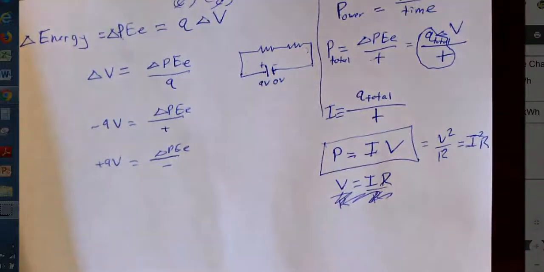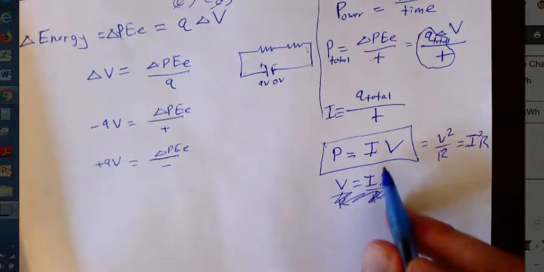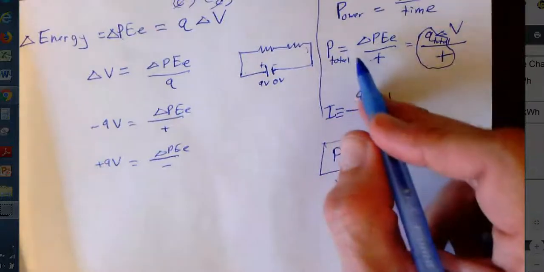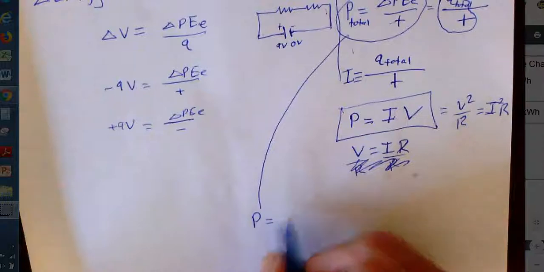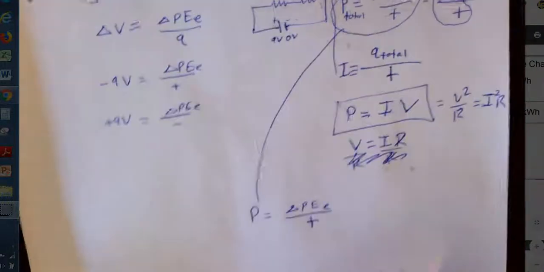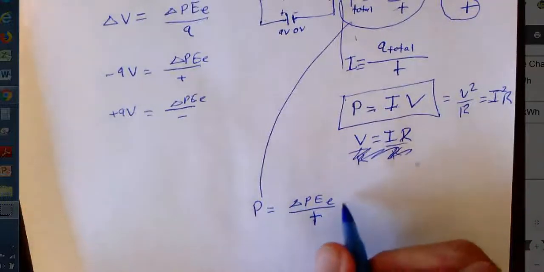Okay? What the power company is doing is they're not really doing this or this. What they're doing is they're saying they're going to rewrite this equation back up here. Okay? So I'm just going to rewrite it down here. Power is equal to the change in electric potential energy over time. And they're giving you this energy, right?